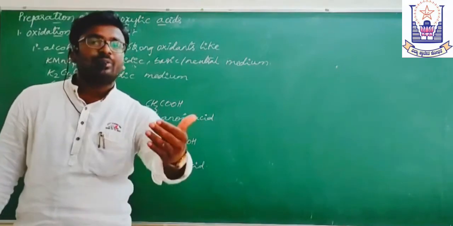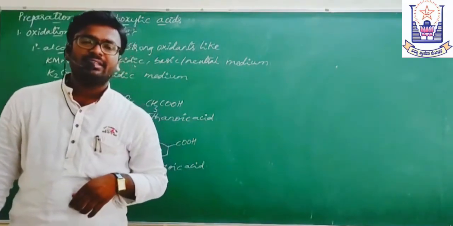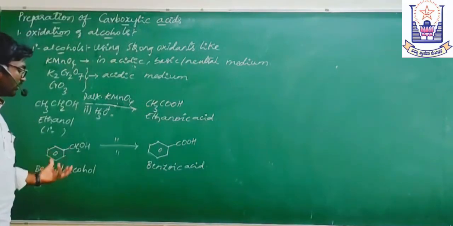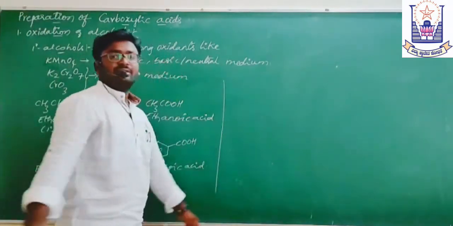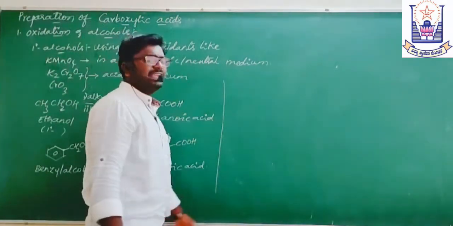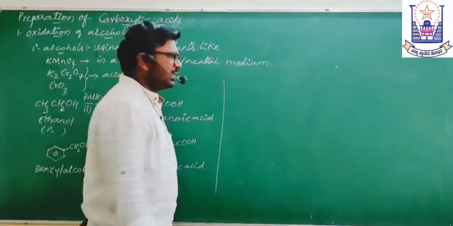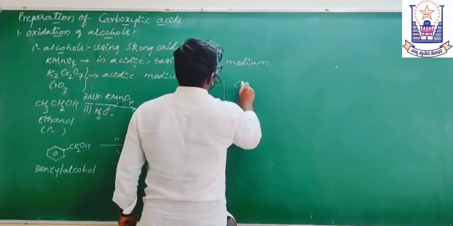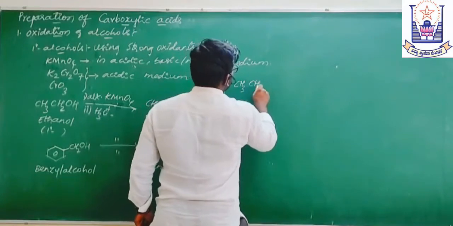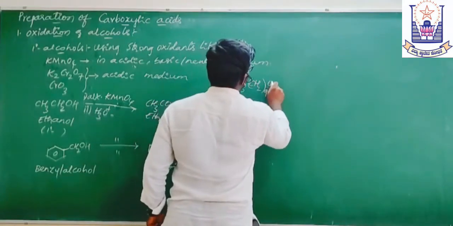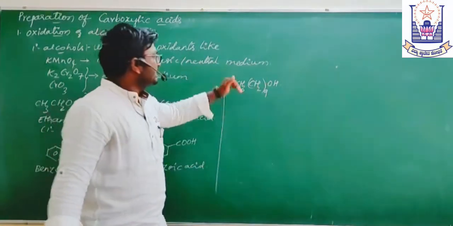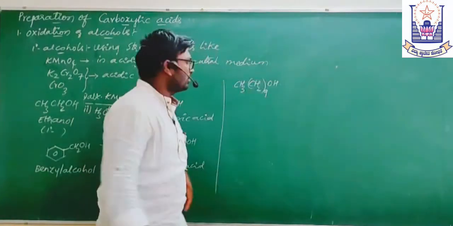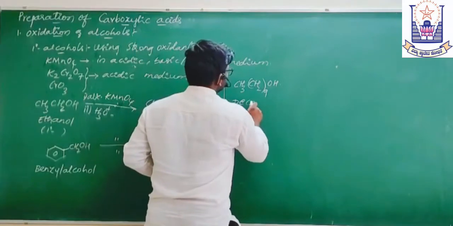Now, what is the example mentioned in NCERT? That is the conversion of decanol to decanoic acid. Decanol means a 10-carbon alcohol. Let's take CH3CH2, 9 times, OH. Totally 10 carbons are there. Decanol.